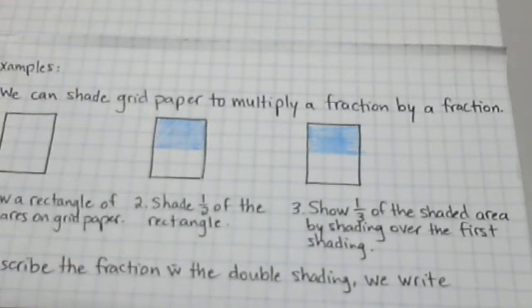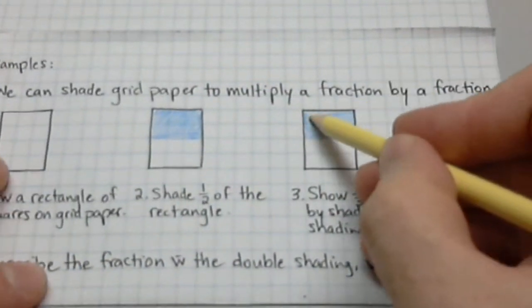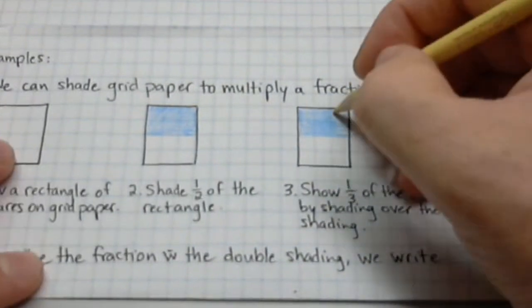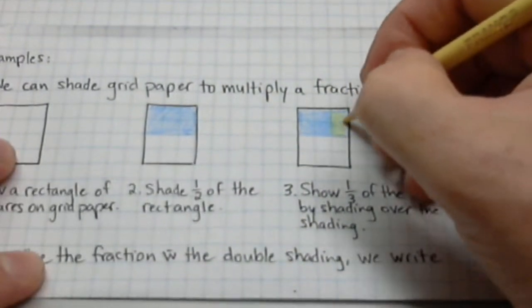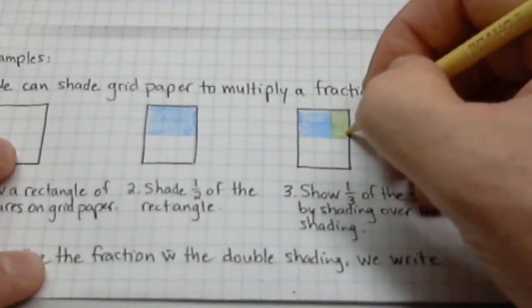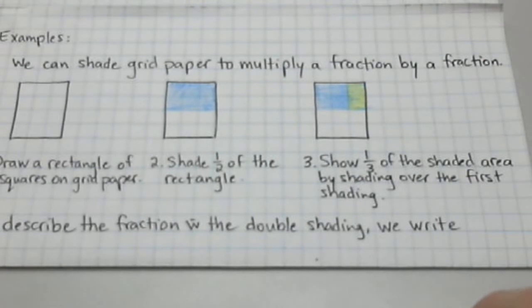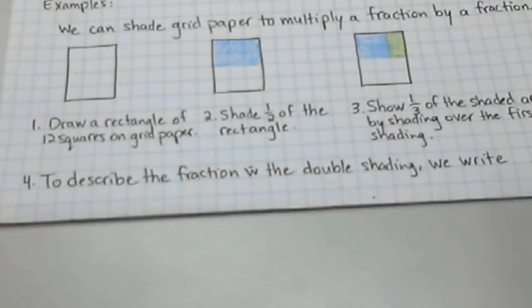Now I'm going to shade a third of the shaded area. Notice that it's broken up into 3 different columns. So I can take this section right here and shade that section. So I've shaded a third of the shaded area by shading over that first stuff.